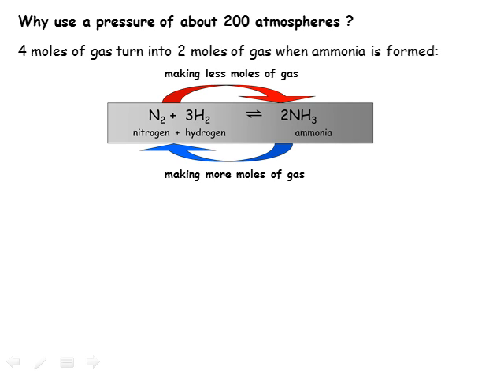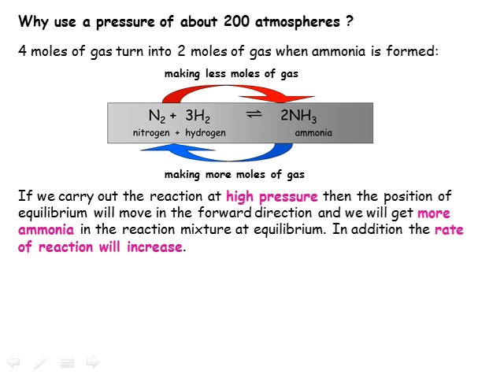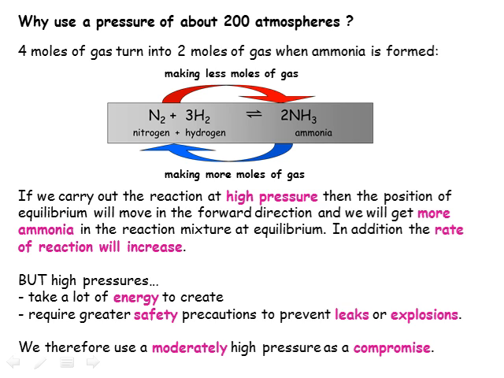The 200 atmospheres pressure is also only a moderately high pressure and chosen as a compromise. If we look at the balanced equation, we have 4 moles of gaseous reactants and 2 moles of gaseous products, so a high pressure will move the position of equilibrium in the forward direction, giving us more ammonia in the reaction mixture. Using a high pressure has an additional benefit because it also increases the rate of reaction, as there are more gas particles per centimetre cubed, so more frequent successful collisions.